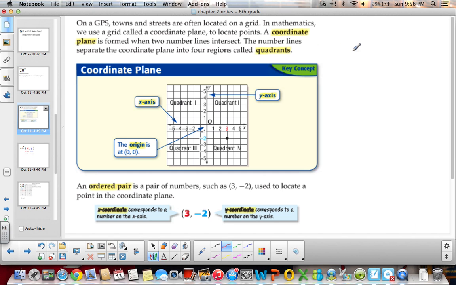Okay, so we're going to be talking about coordinate grids. We use coordinate grids when we look at maps and when we need to find different places, and in Minnesota Studies, when you're looking to find distances between certain cities and countries and things like that. So, in math, we call it a coordinate grid. Sometimes it's called different things, but this is a coordinate grid or a coordinate plane. So this is what it looks like.